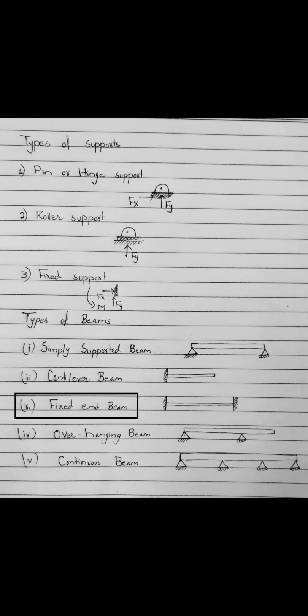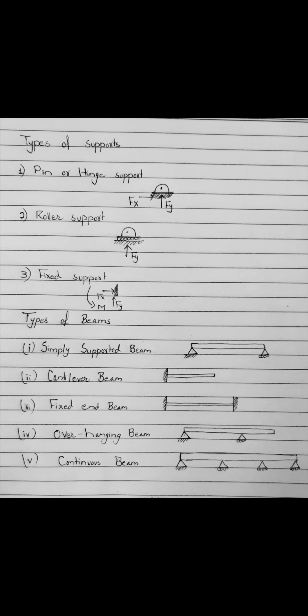And the third is fixed end beam. As you can see in this picture, both supports are fixed. So the beam consists of two fixed supports, then it is called the fixed end beam.